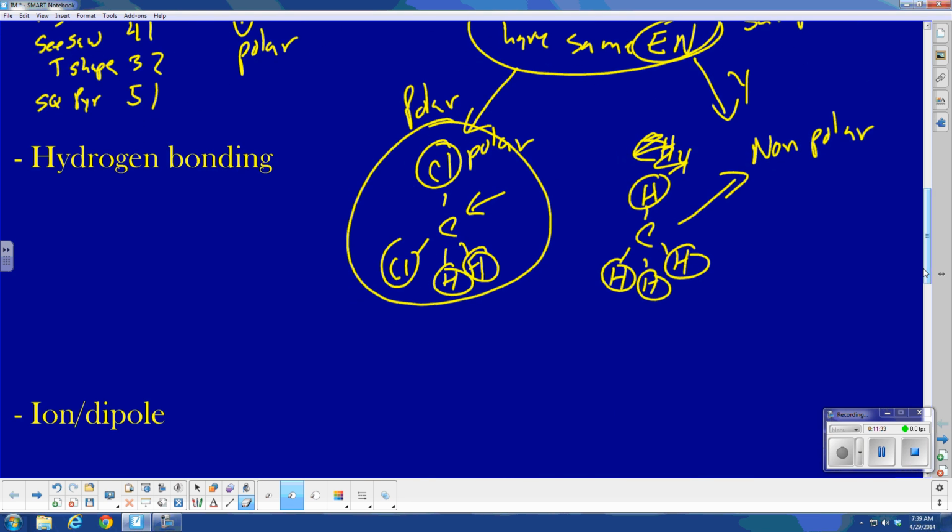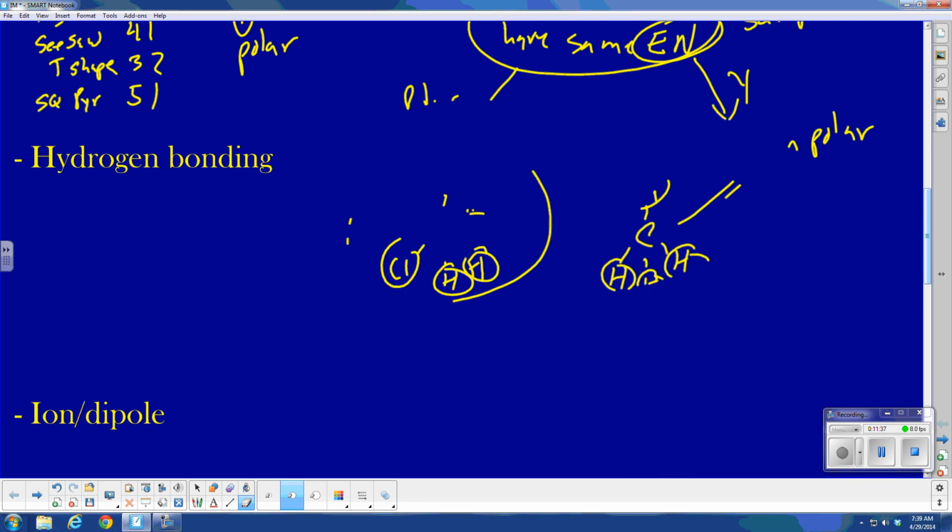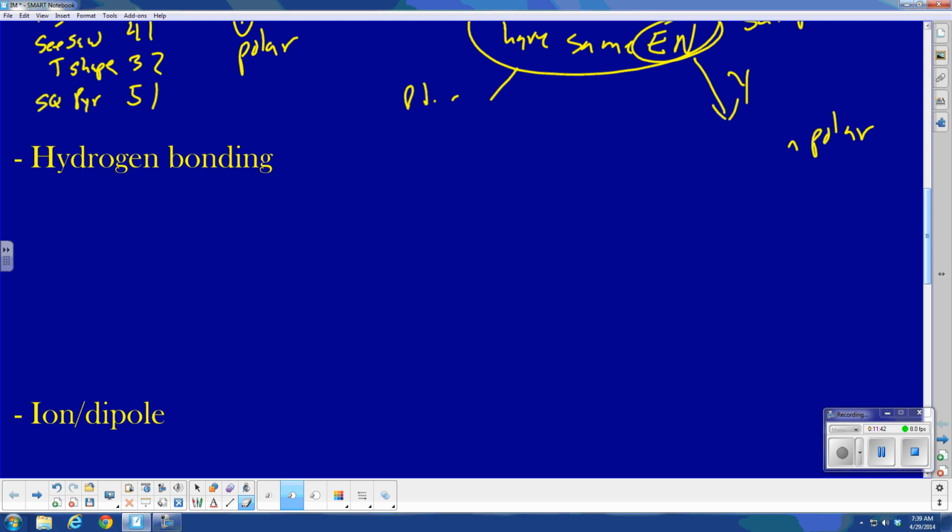Hydrogen bonding. What is hydrogen bonding? Hydrogen bonding is a special type of dipole-dipole, and what we have to have is a hydrogen bonded to a fluorine, or a hydrogen bonded to an oxygen, or a hydrogen bonded to a nitrogen, and an unshared pair on something out there. If I have those situations, I can have hydrogen bonding.